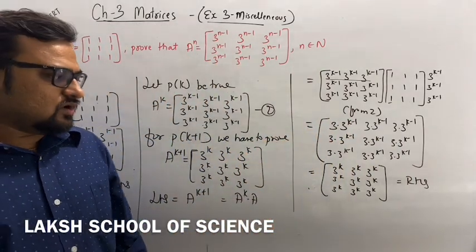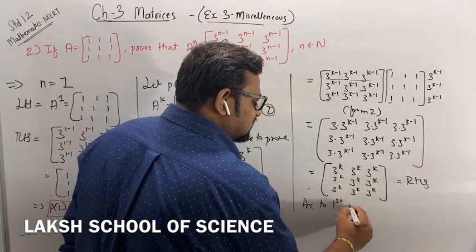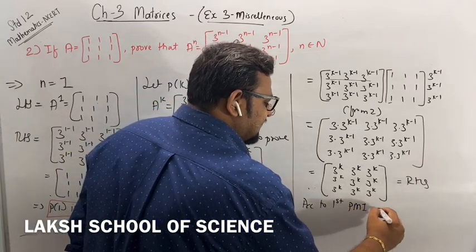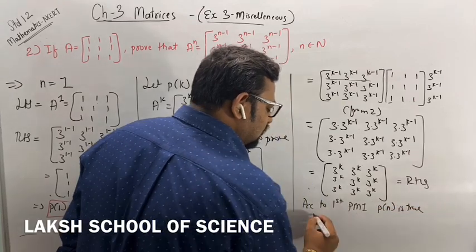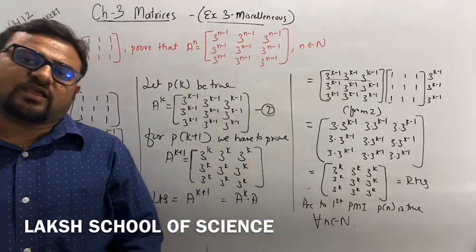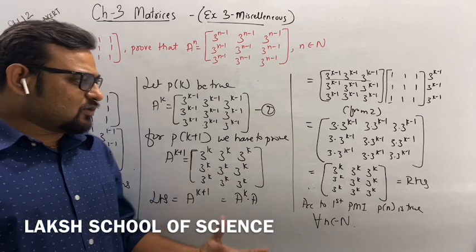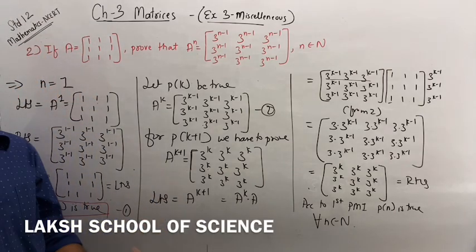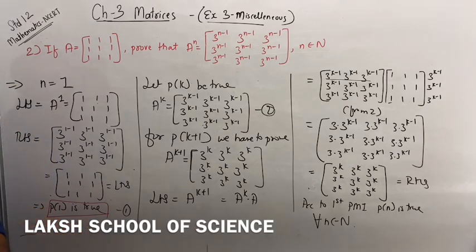So according to the first principle of mathematical induction, P of n is true for every n belonging to N. Clear? So this sum also we have solved like the first one using the principle of mathematical induction. Just note down question number 2.